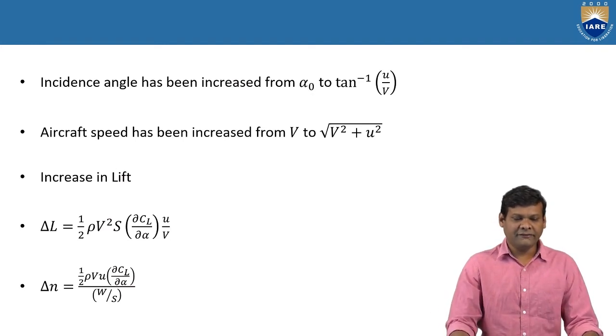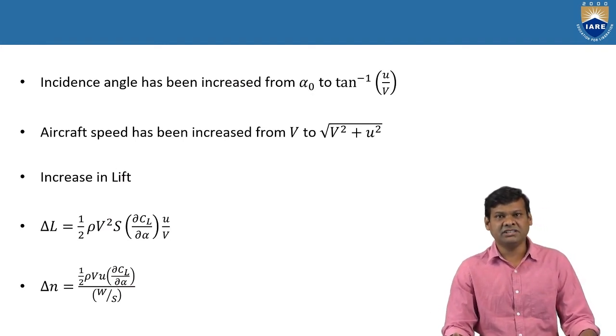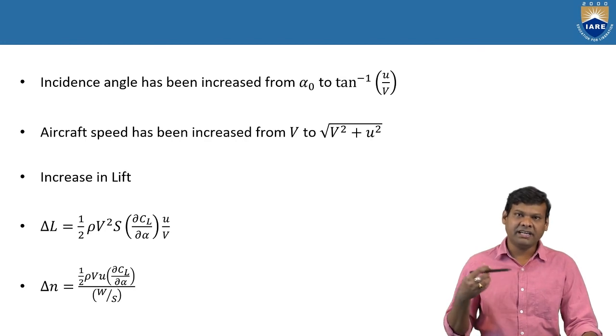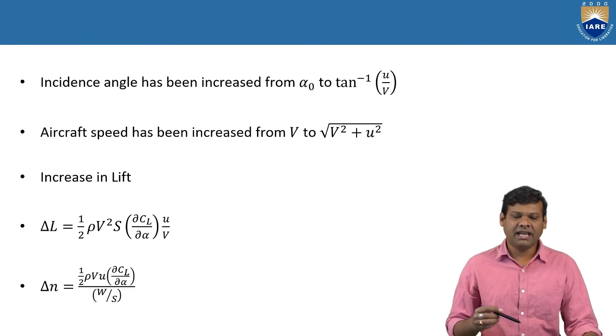Already I have discussed that the incidence angle has been changed from alpha naught, that is before the aircraft enters the gust, and after it encounters the gust, the resultant angle of incidence has changed from alpha naught to alpha naught plus tan inverse u by v, and the aircraft speed has increased from v, that is before it encounters the gust, to the square root of v square plus u square. This is simple trigonometry which I have discussed in the previous slides.